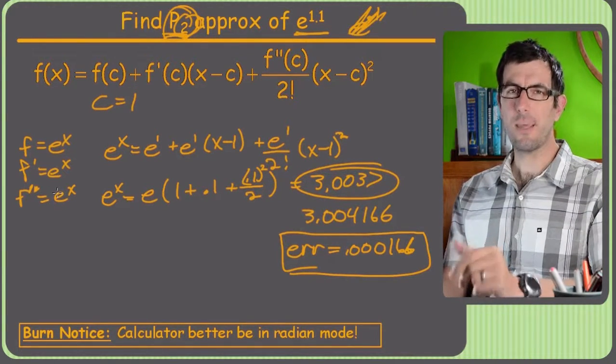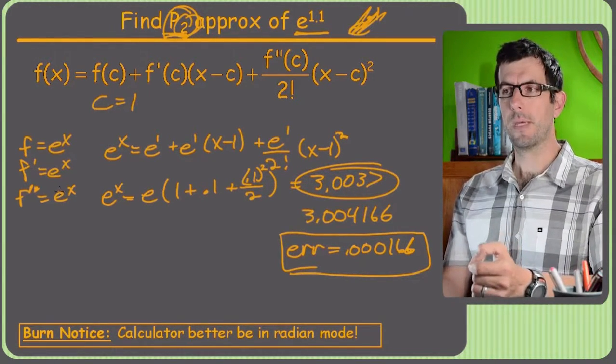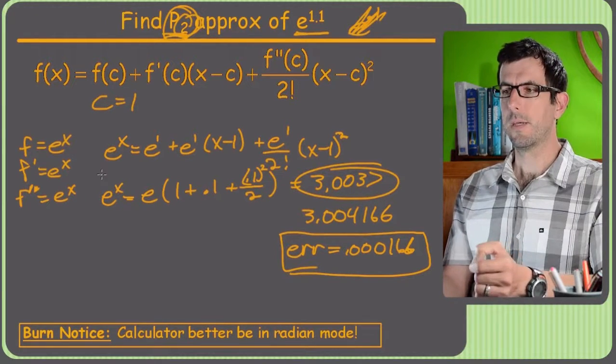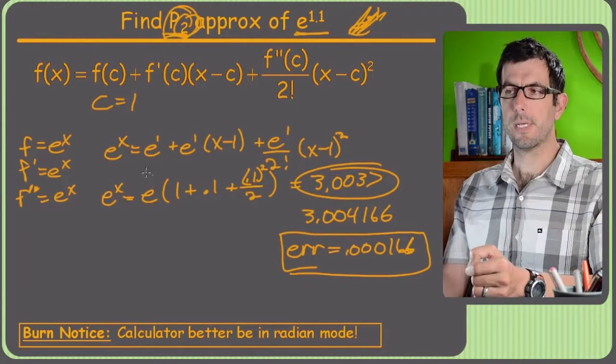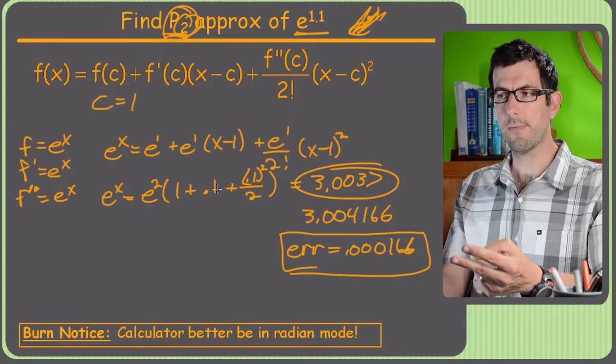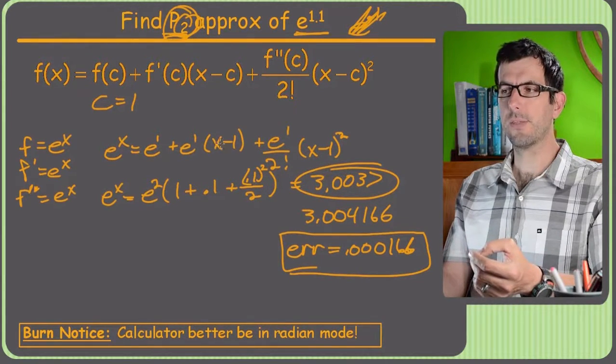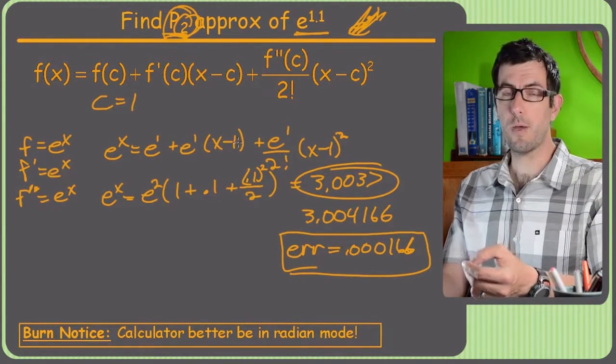You won't be able to memorize the Taylor series usually because Taylor series could be anything. The Taylor series for e to the x centered around 1 had an e here, but the Taylor series centered around 2 would have an e squared here. And of course, everything else here would be like x minus 2 instead of x minus 1.